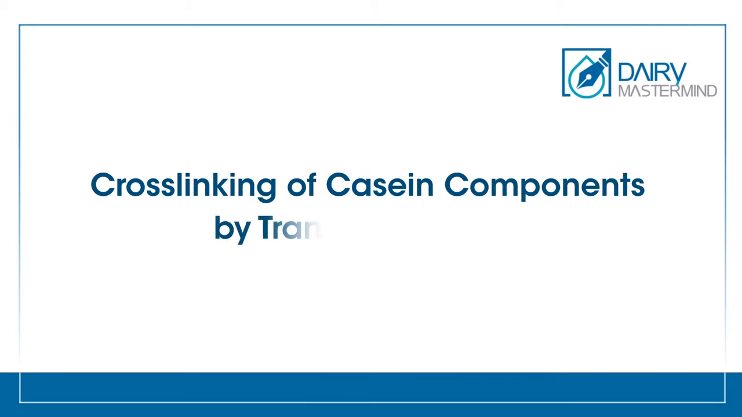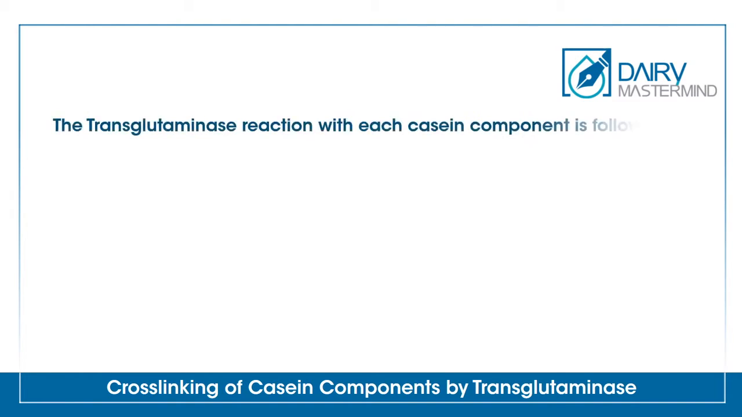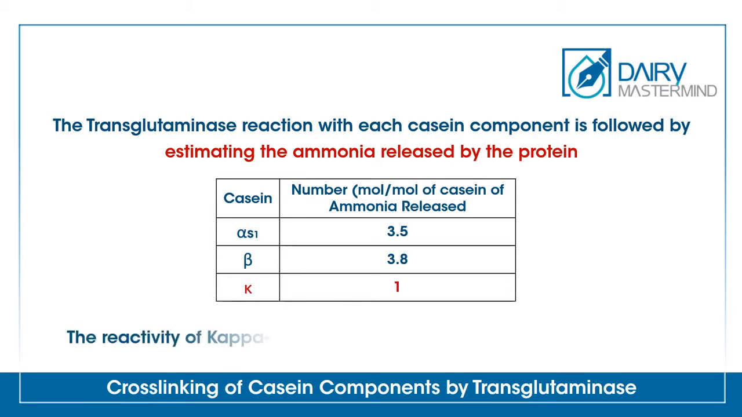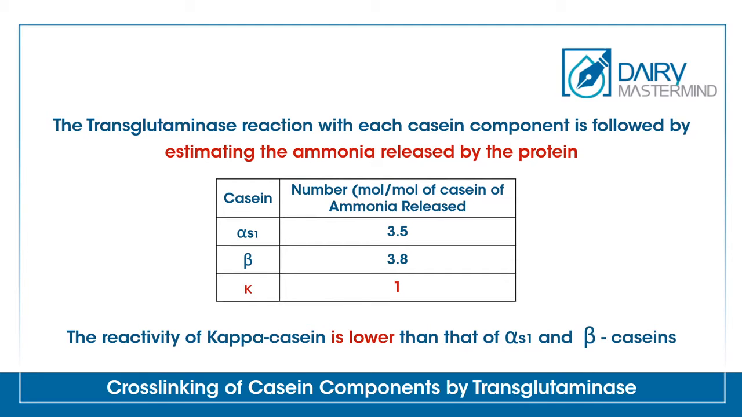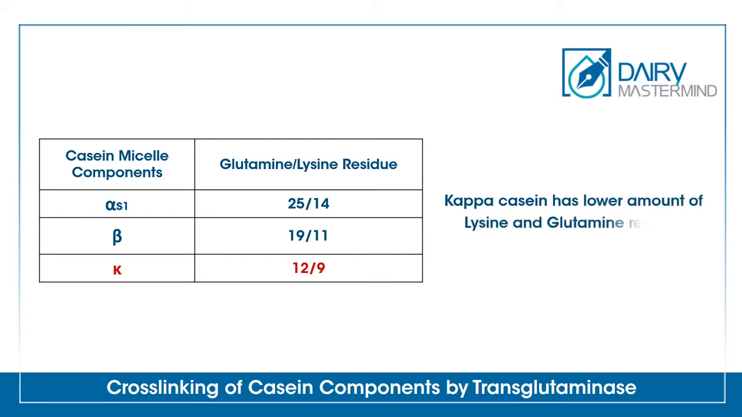Cross-linking of casein components by transglutaminase. The transglutaminase reaction with each casein component is followed by estimating the ammonia released by the protein. The reactivity of kappa casein is lower than alpha S1 and beta caseins. The reason for this may be that kappa casein has a lower amount of lysine and glutamine residues than alpha S1 and beta, although kappa casein is more exposed.